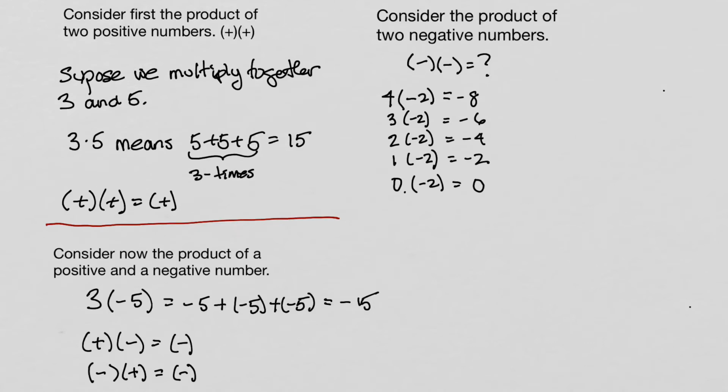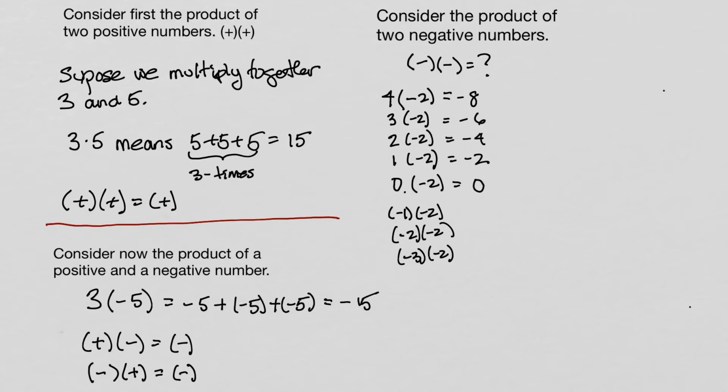Let's keep our pattern going, right? Decrease by 1. 4, 3, 2, 1, 0. Now what we're going to get here is negative 1 times negative 2. And then decrease by 1: negative 2 times negative 2. Negative 3 times negative 2, and so on.